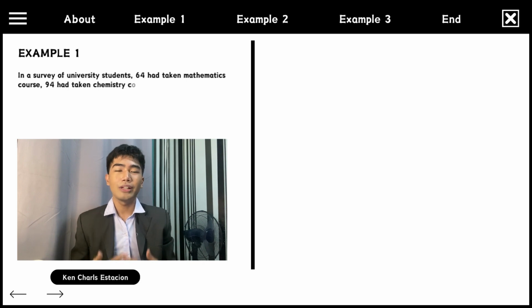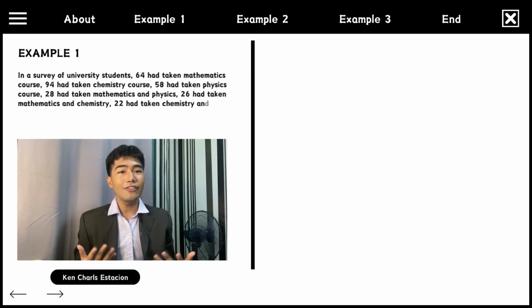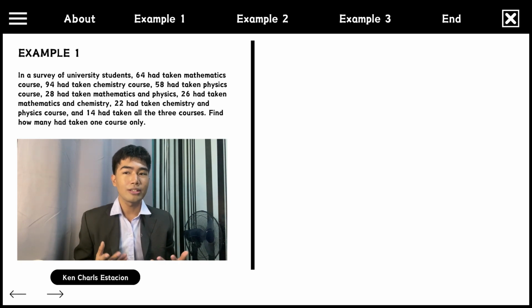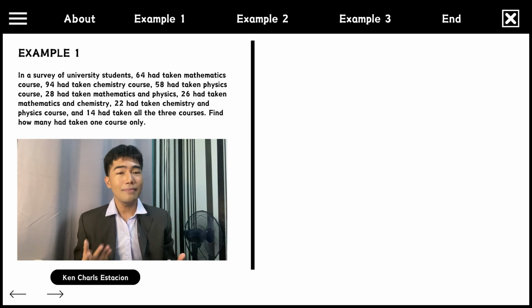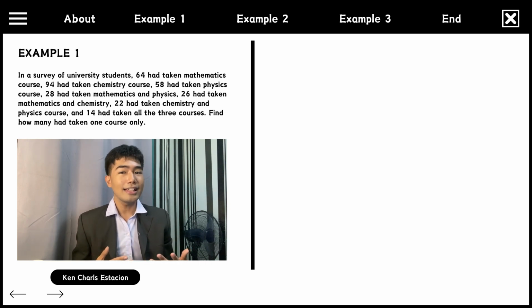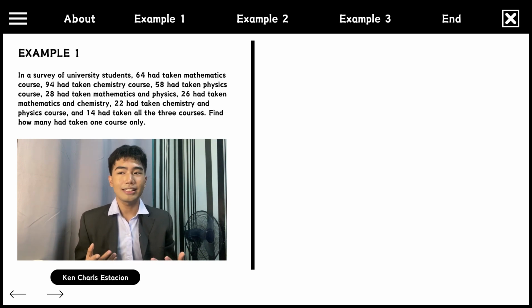In a survey of university students, 64 had taken mathematics course, 94 had taken chemistry course, 58 had taken physics course, 28 had taken mathematics and physics, 26 had taken mathematics and chemistry, 22 had taken chemistry and physics, and 14 had taken all 3 courses. Find how many had taken 1 course only.